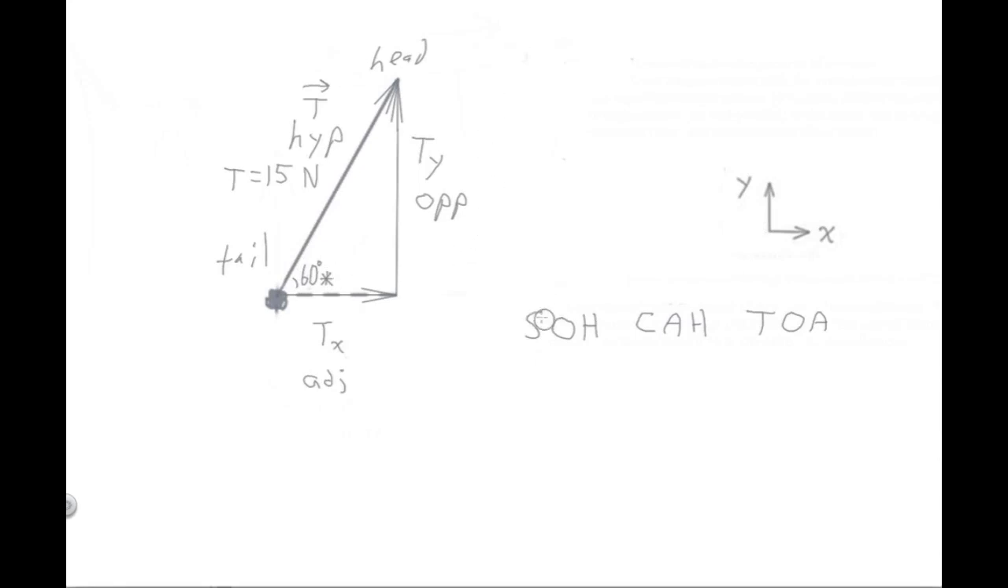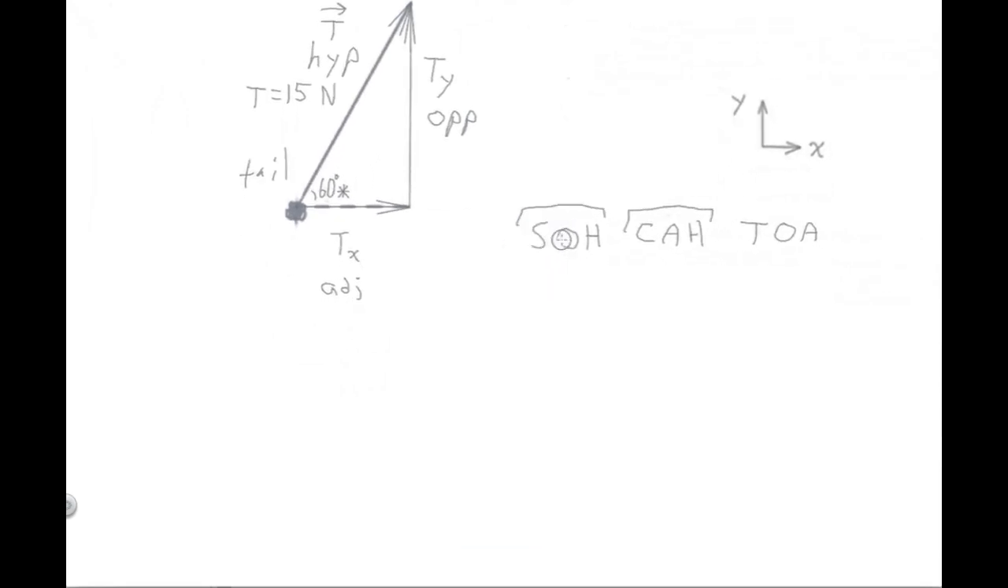Now, what should we use when we're setting up our SOHCAHTOA equations? Should we use sine, cosine, or tangent? Well, we'd like to have equations that include the hypotenuse, so we can include our 15 newtons number. So we should use sine and cosine because those equations include the hypotenuse. We should not, in this problem, use the equation for tangent because it would not let us plug in our number for the hypotenuse.